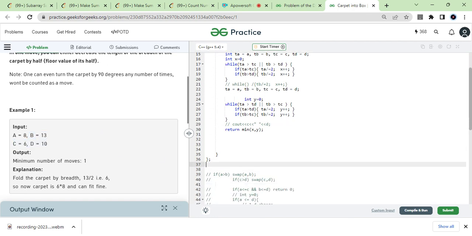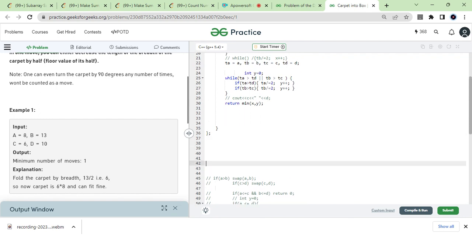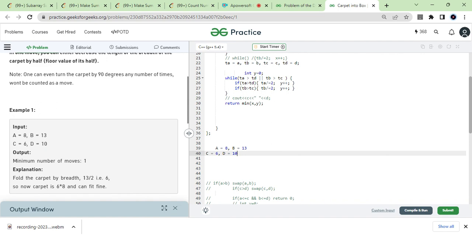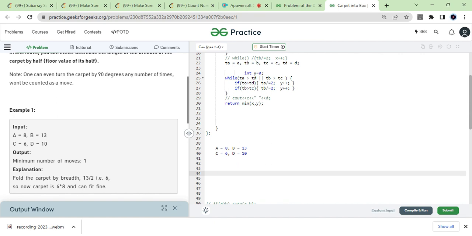This problem can be very hectic if you go so deep into understanding how the carpet is moving, rotating, and how we are dividing this. But this question is nothing but some brute force calculation of these four numbers: A is equal to 8, B is equal to 13, C equal to 6, and D equal to 10. So there are two ways to fill your box with a carpet.